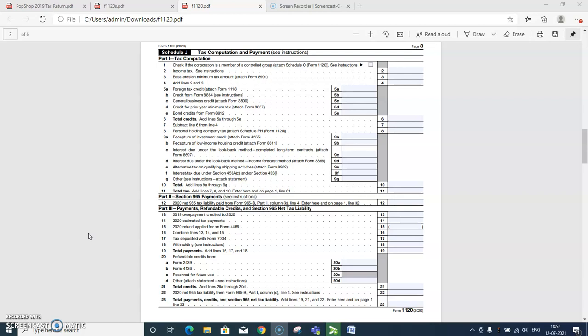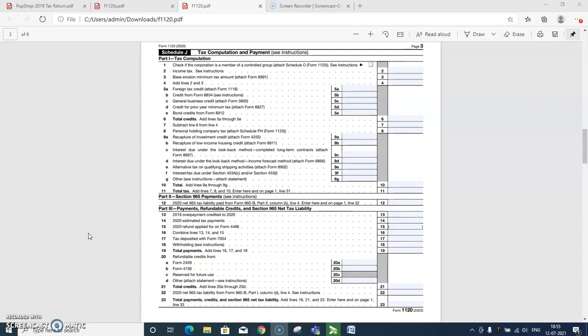Coming to line 2, income tax. You have to multiply taxable income, page 1, line 30, by 21% and enter the amount on line 2. Mutual savings bank conducting life insurance business.